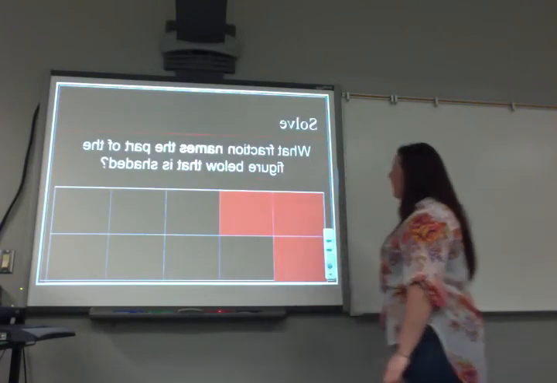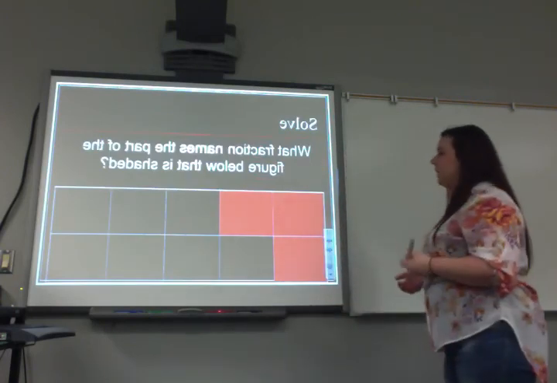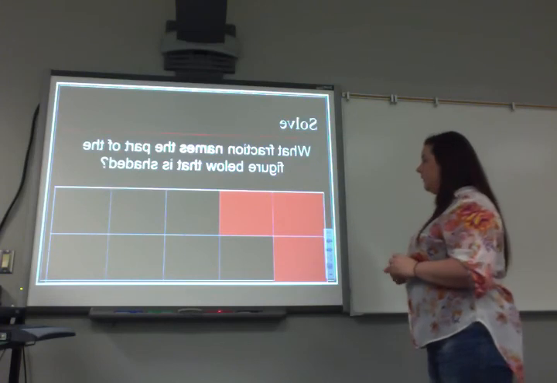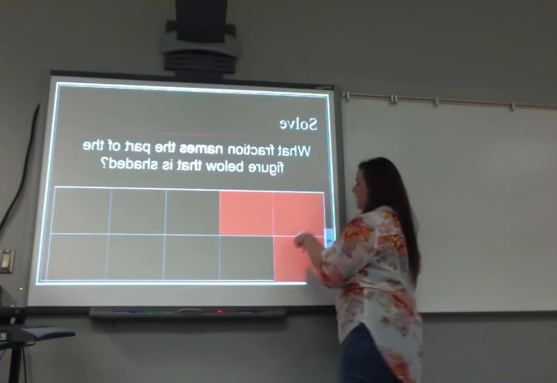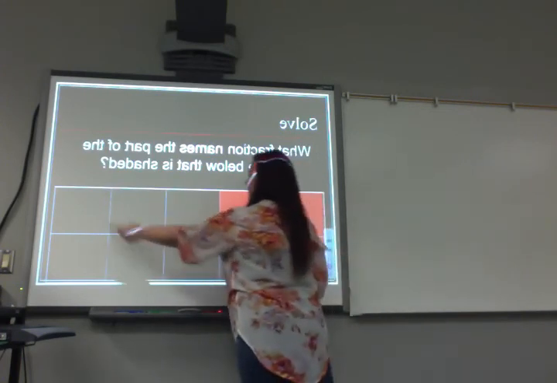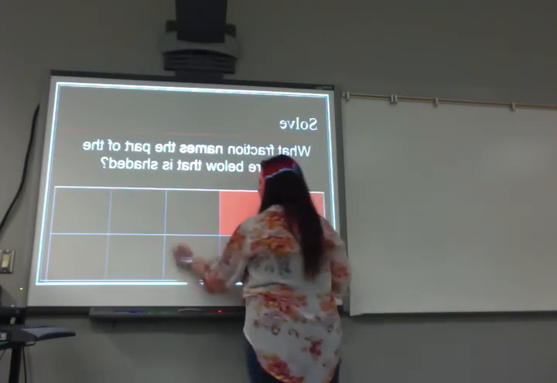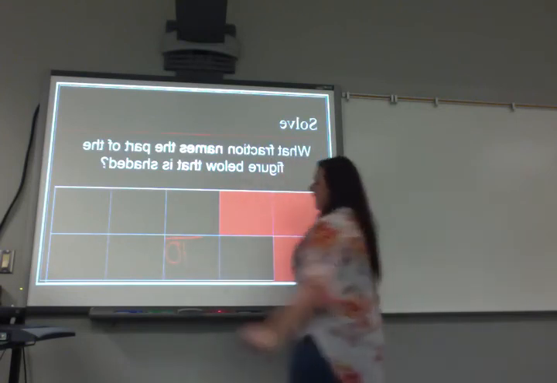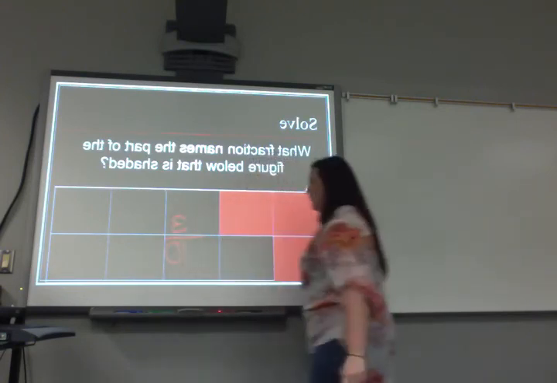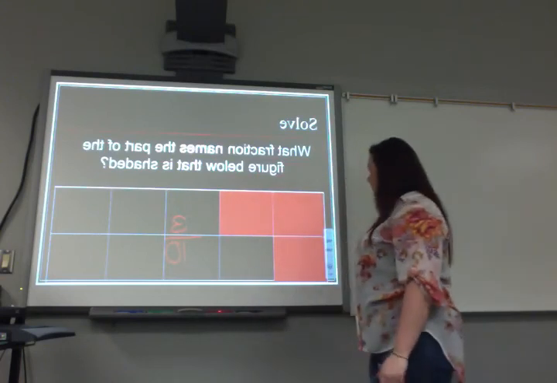Okay, and then here we go. We're going to do one last one here. What fraction names the part of the figure below that is shaded? So we have to count the total number of squares. 1, 2, 3, 4, 5, 6, 7, 8, 9, 10. Put that here. And then how many are shaded? 1, 2, 3. So that's going to be our numerator. 3/10 is our total.